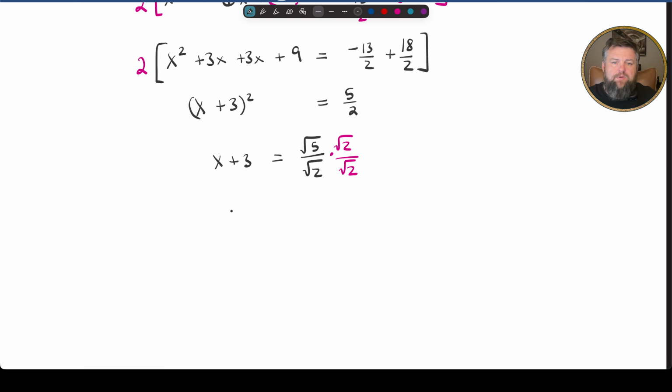So we end up with x plus 3 is equal to plus or minus square root of 5 times square root of 2, that's just square root of 10 over 2. I didn't do that in the beginning here, but we should have done that. Then I'm going to subtract 3. So my two solutions are going to be negative 3 plus or minus square root 10 over 2.